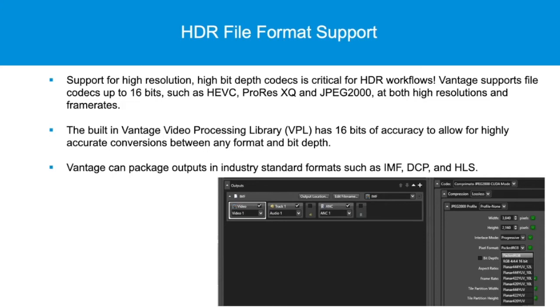Vantage can also package these outputs in industry standard formats such as IMF, DCP, or HLS for adaptive bit rates. Excellent. Thanks, Rob. Maybe if you could tell us a little bit about different scenarios when one needs to convert from or to HDR and how that works.